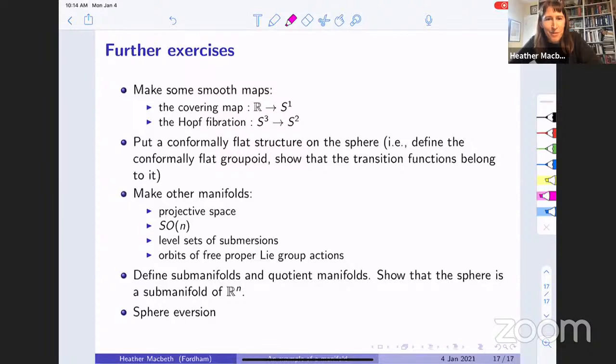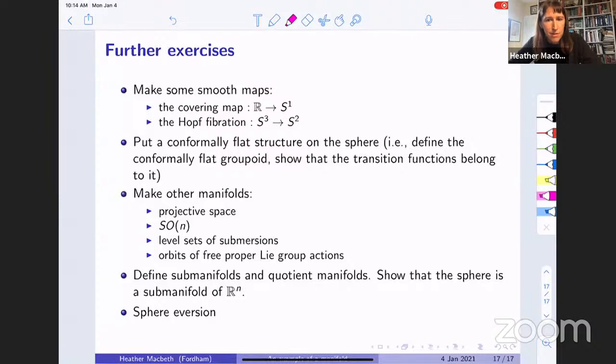But you need to just take explicit formulas for the Hopf fibration, which turns out to effectively be a quadratic map on R4, which restricts to the Hopf fibration on S3. So I think both of those would be fun exercises.